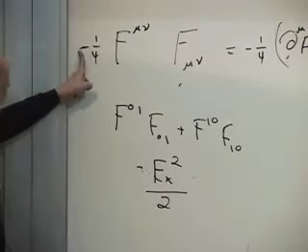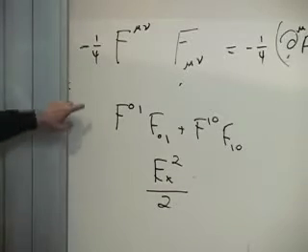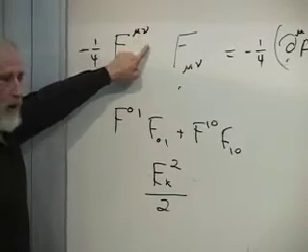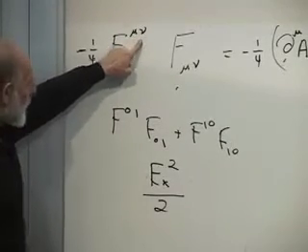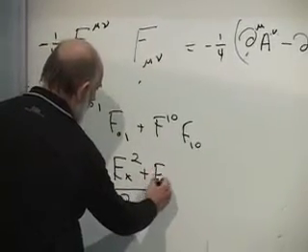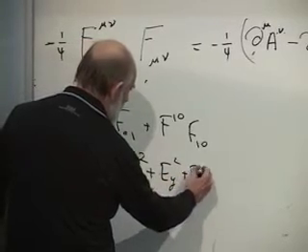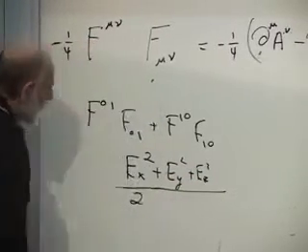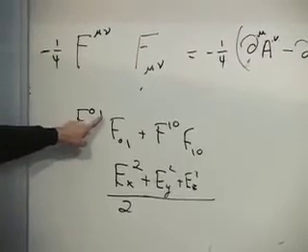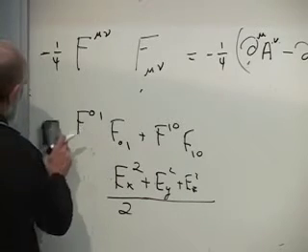And then the minus here just changes it to plus. So the terms involving F01, F02, F03 just give you the sums of the squares of the electric field components: Ex squared plus Ey squared plus Ez squared. That's what's in the Lagrangian from the mixed space-time components. What about the space-space components?